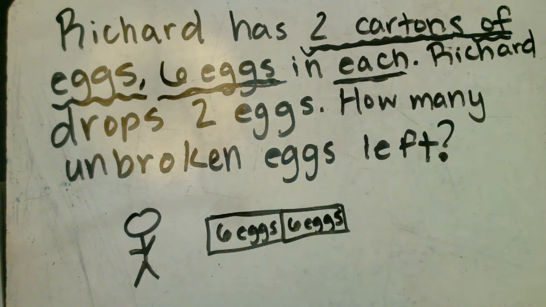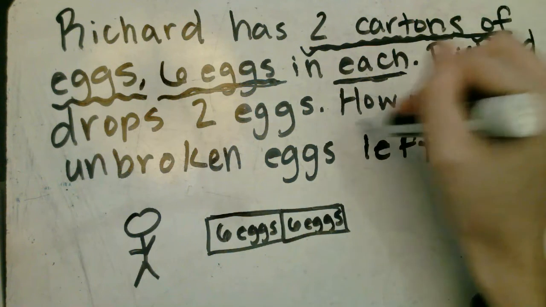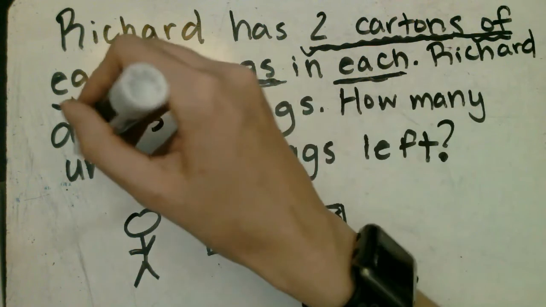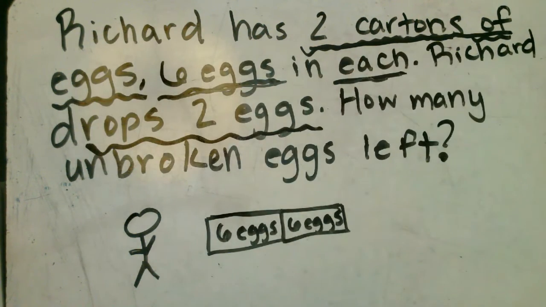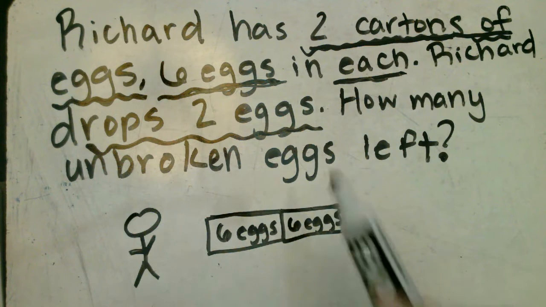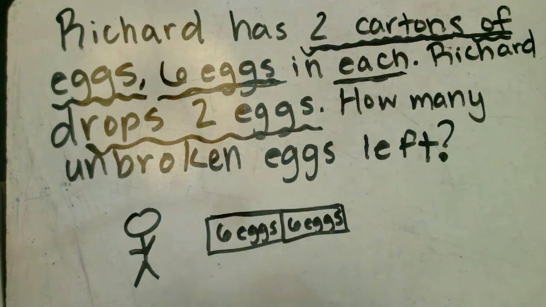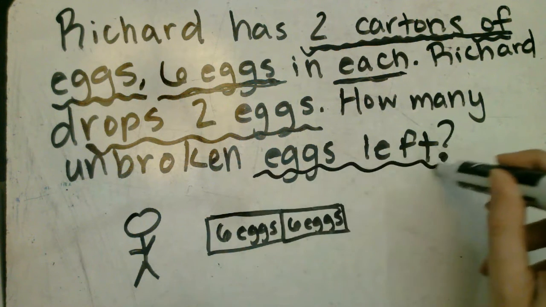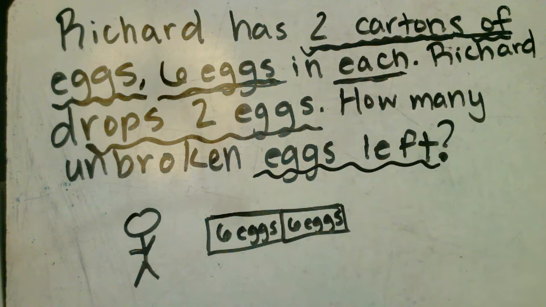We need to figure out how many unbroken eggs are left because Richard drops 2 of the eggs. Oh, this has happened to me before when I've walked out of the grocery store and I've broken 2 eggs coming home. Because Richard dropped 2 eggs, we need to figure out how many he has left. Maybe he's trying to bake something.